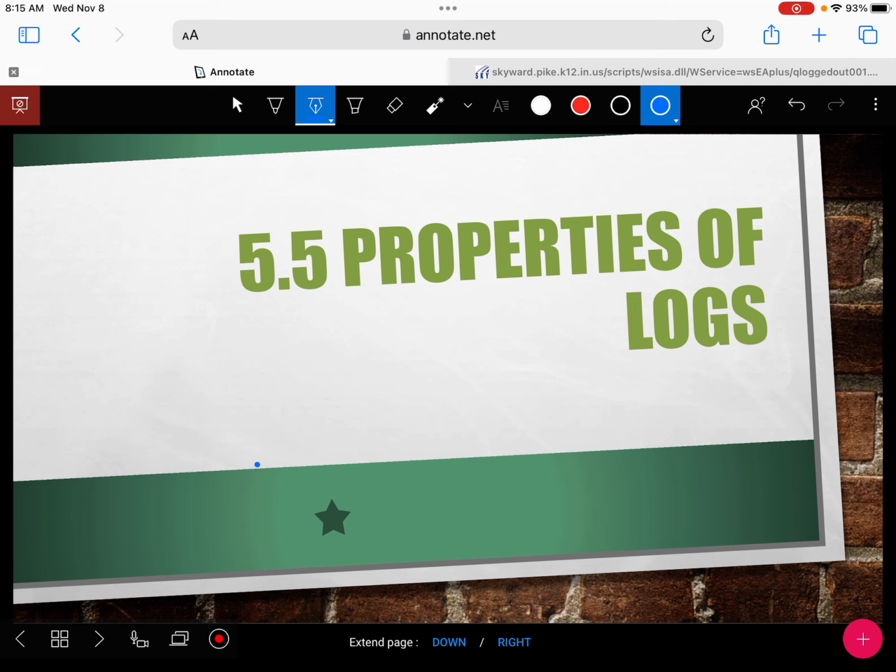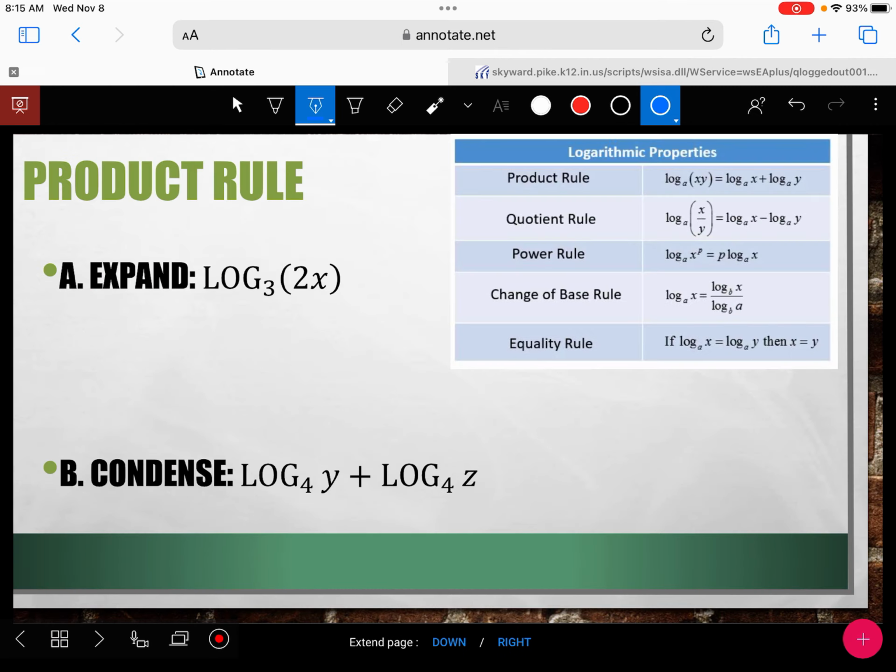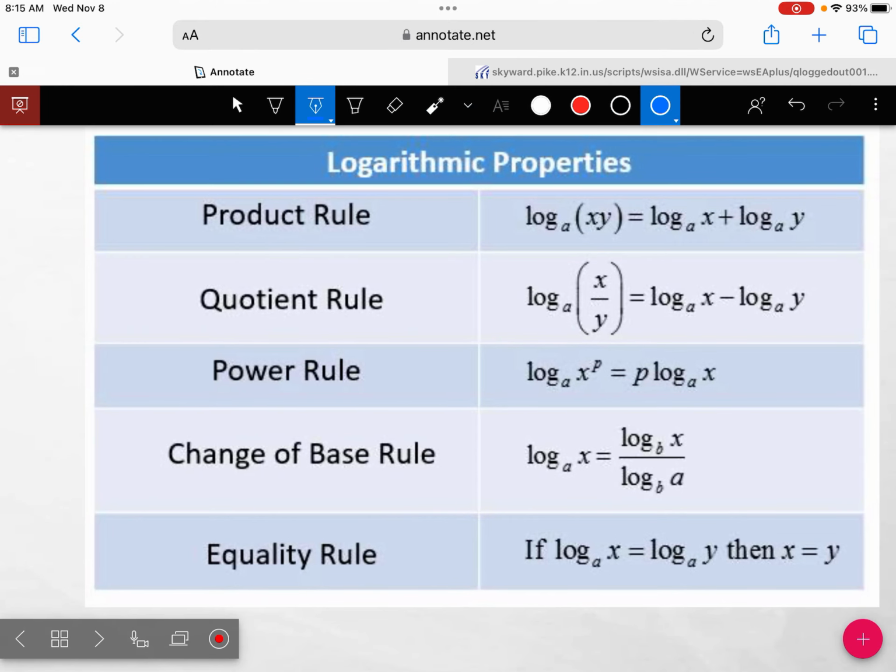So the cutout that you have has the 5 properties that we're going to talk about. And actually, we're not going to talk about that last one today. Go ahead and glue down the cutout. And we're going to go through each of the 5 properties. Now, the equality property we may not get to, but the product rule, quotient rule, power rule, and change of base rule, that's what we're going to talk about today. So take a minute and just glue that cutout down so you don't have to copy them. That's all of our properties that we're going to talk about.